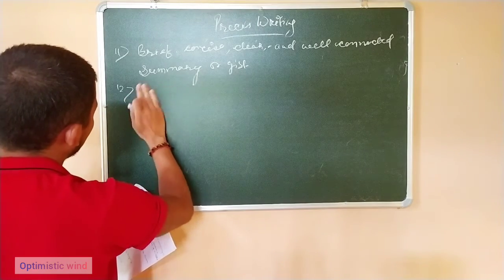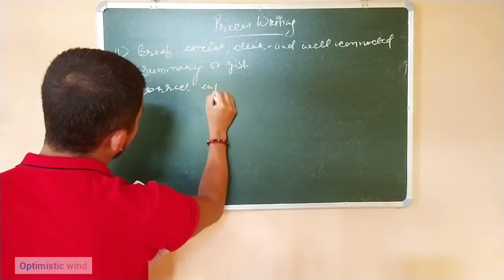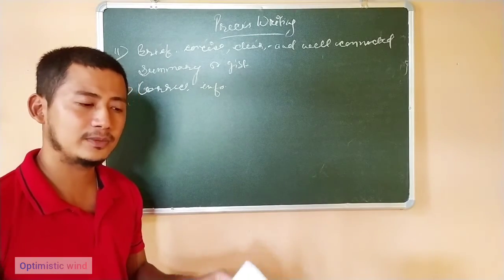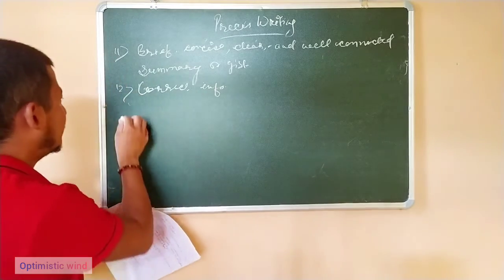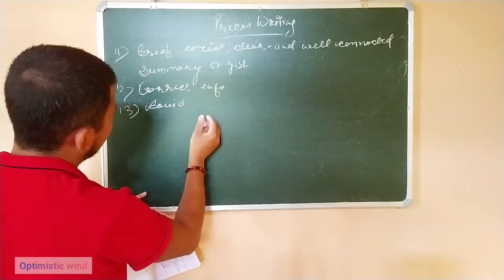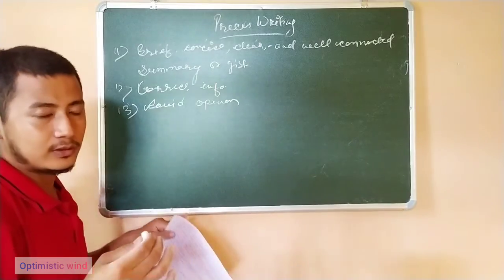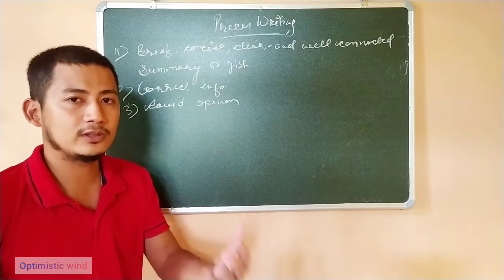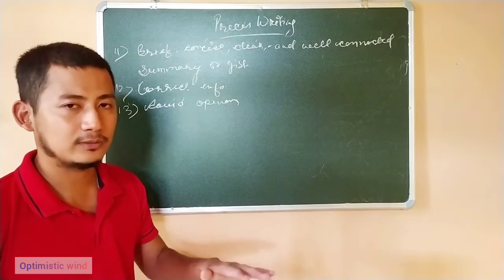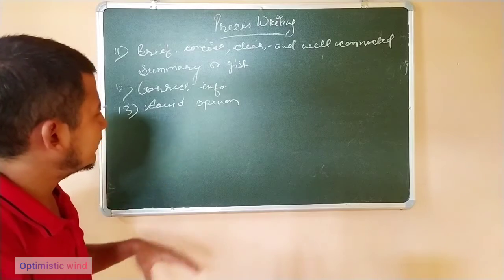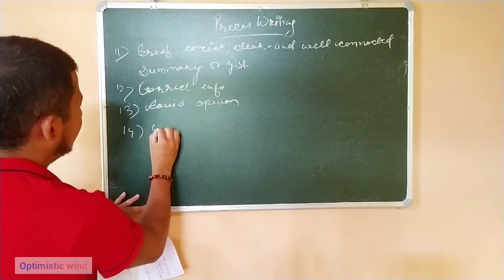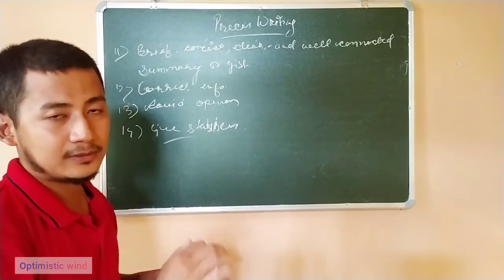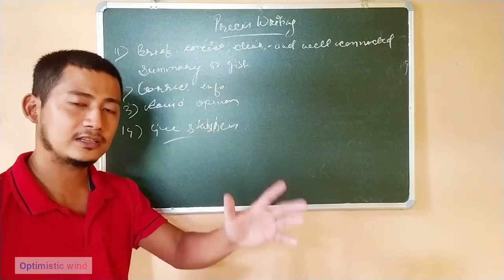Correct info. If the passage is giving some information, then you should include that information correctly in your Precis. Avoid opinions. Do not give any opinions of your own. You just have to write whatever the passage is trying to say. You don't have to put your own opinion on it, like this could happen like this. You don't have to say that. Just give the correct information, and if any statistics are given in the passage, then give those statistics in your Precis as well.